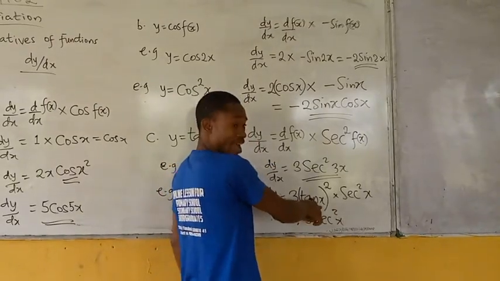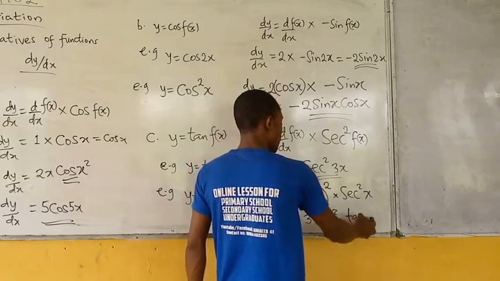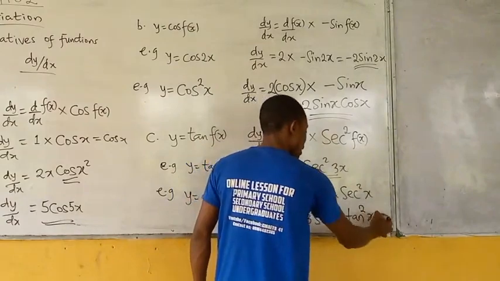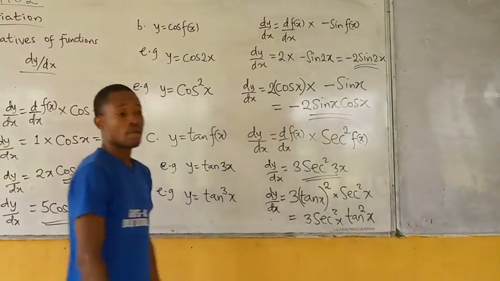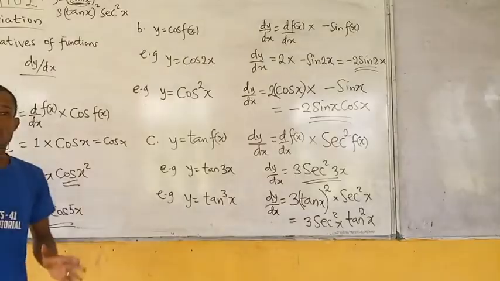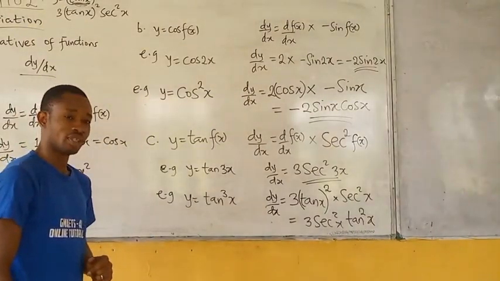Then you come to this tan x. Are you getting me right? This square is affecting tan x. So tan x, everything raised to 2, and it is the same as tan squared x. So that is the answer of this part. Okay, let us move on to our next function under 3.